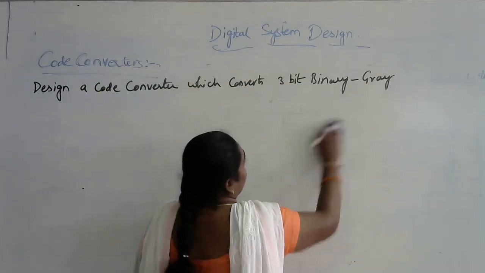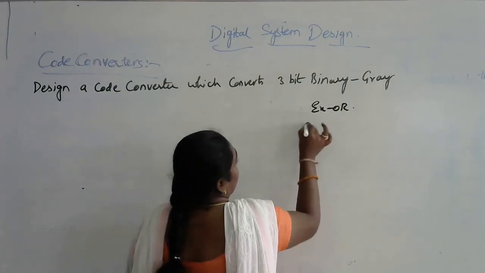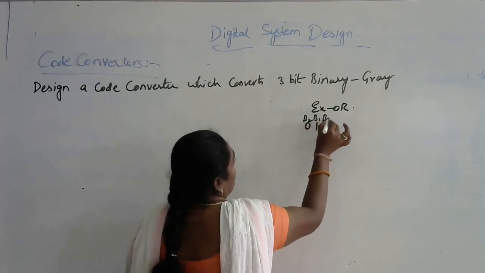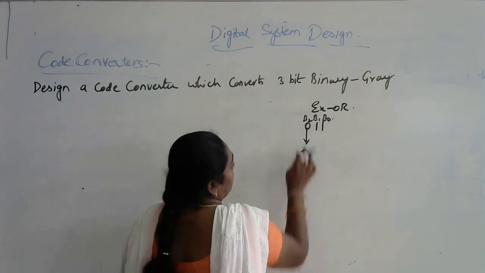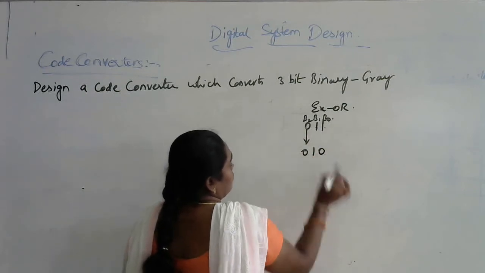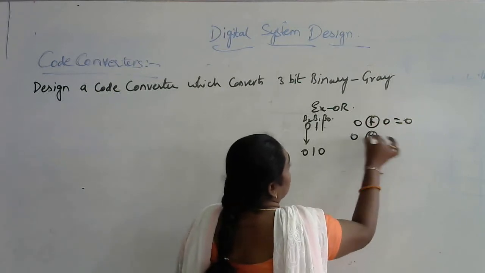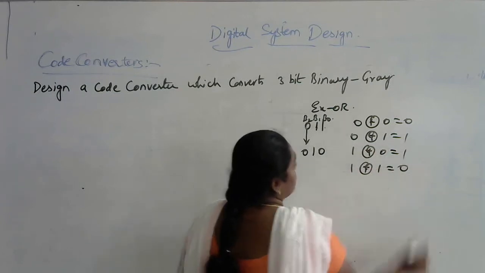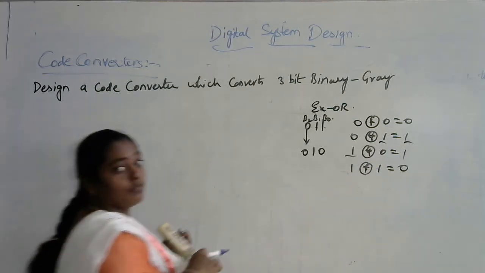Binary to gray code is nothing but we need to perform an XOR operation. Let me take one number as 011. This is a binary, B2, B1, B0. If I want to convert into gray code, write down the first bit as it is, 0. Then perform the consecutive XOR operation. 0 XOR with 1 is 1. 1 XOR with 1 is 0. 0 XOR 0 is 0. 0 XOR 1 is 1. 1 XOR with 0 is 1. 1 XOR with 1 equals 0. If there are an odd number of ones, the output is 1. If there are an even number of ones, the output is 0.